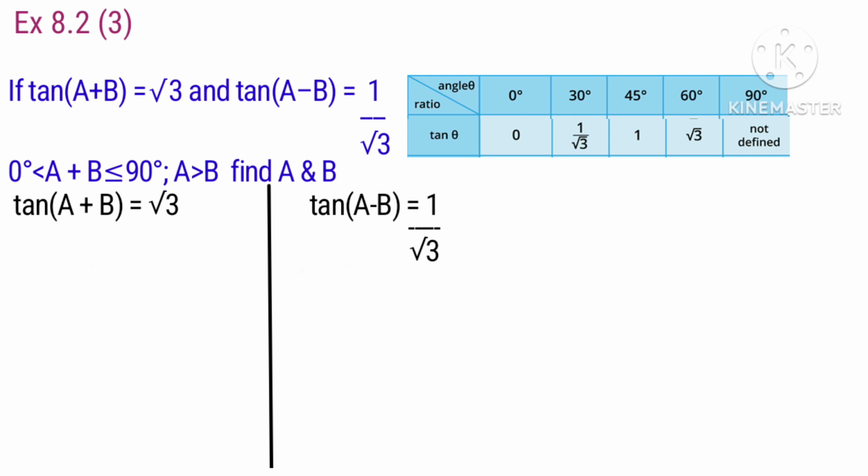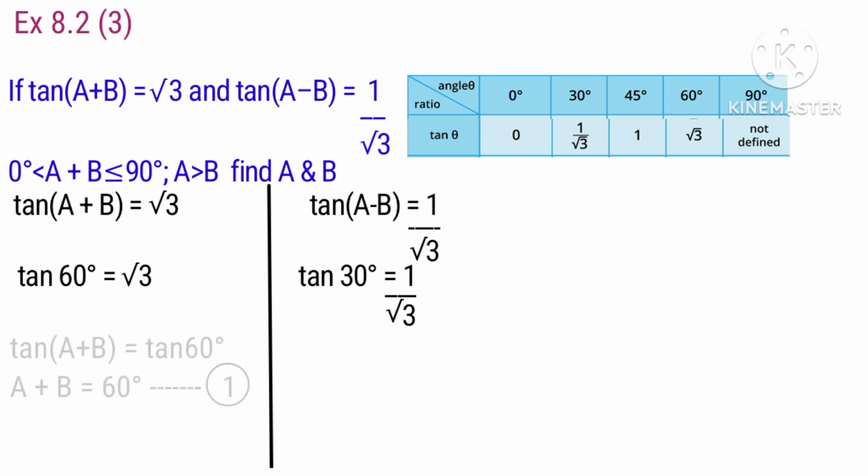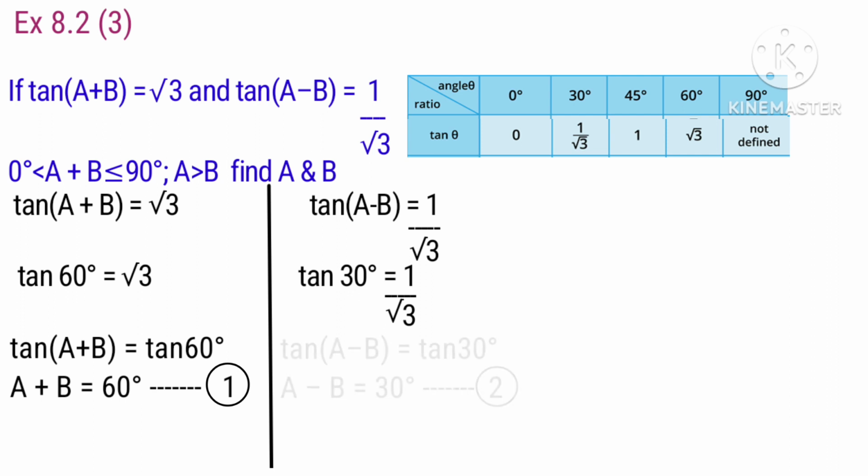So we also know that tan 60 degree is equal to square root of 3 and tan 30 degree is equal to 1 divided by square root of 3. So we can write it as tan(A plus B) is equal to tan 60 degree. That is A plus B is equal to 60 degree. This is equation number 1. And in this side, tan(A minus B) is equal to tan 30 degree. So we can write it as A minus B is equal to 30 degree. This is equation number 2.